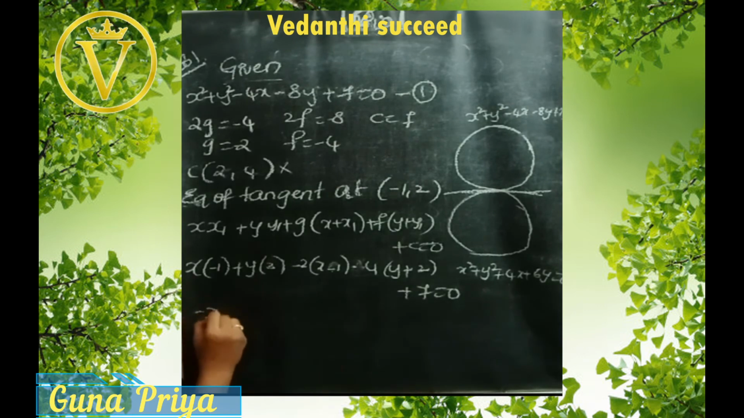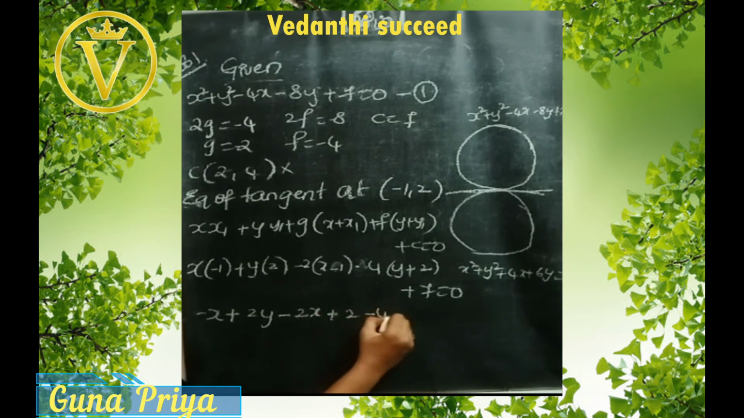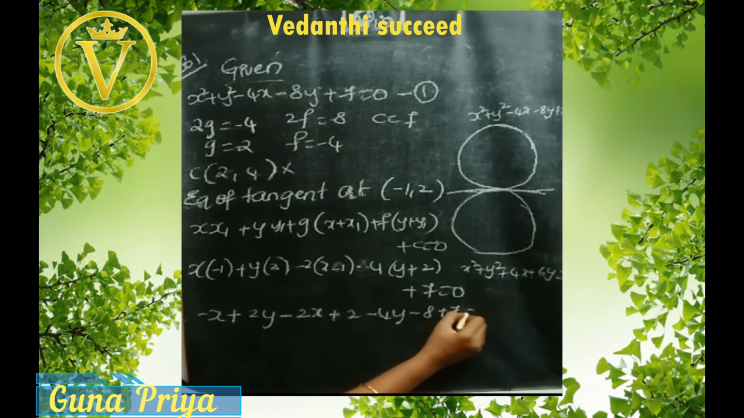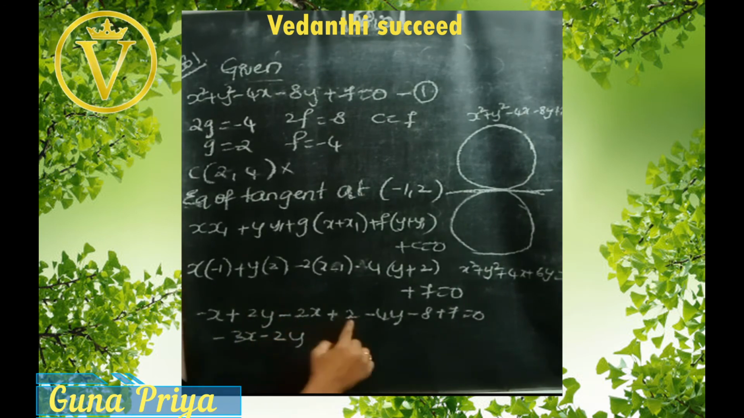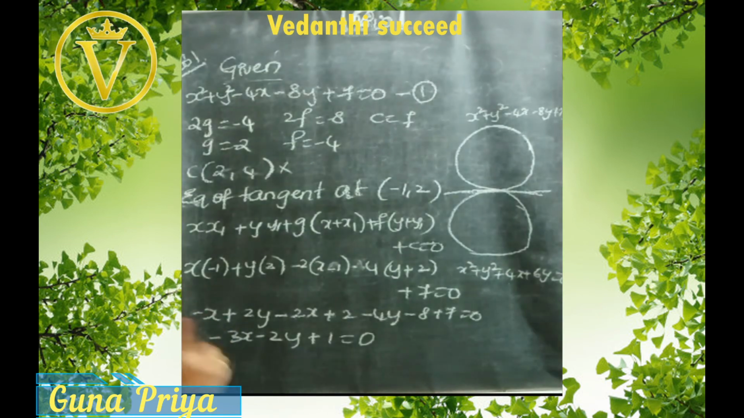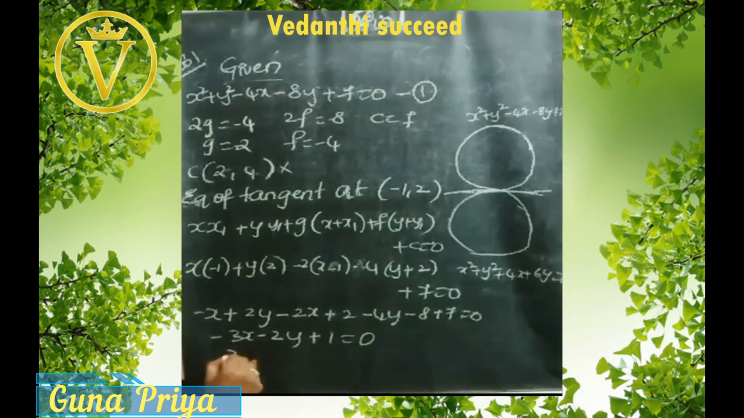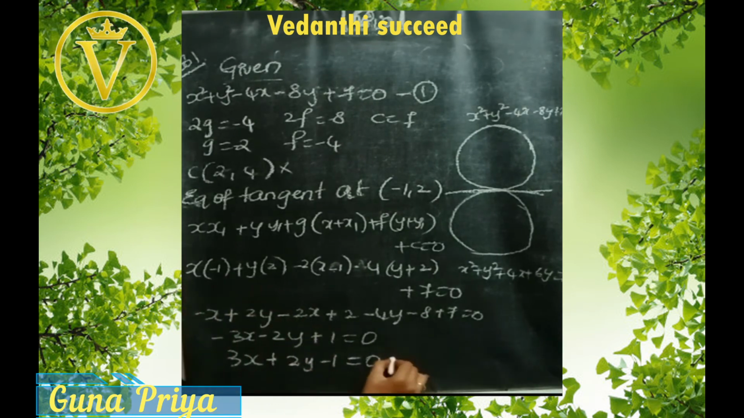Now solve this. Minus x plus 2y minus 2x plus 2 minus 4y minus 8 plus 7 equals 0. So minus 3x minus 2y plus 1 equals 0. What I have said: the x coefficient should always be positive. To become positive, what do I have to take? Minus as common. Then it becomes 3x plus 2y minus 1 equals 0. That minus goes to the other side, so it becomes 0. This is the equation.